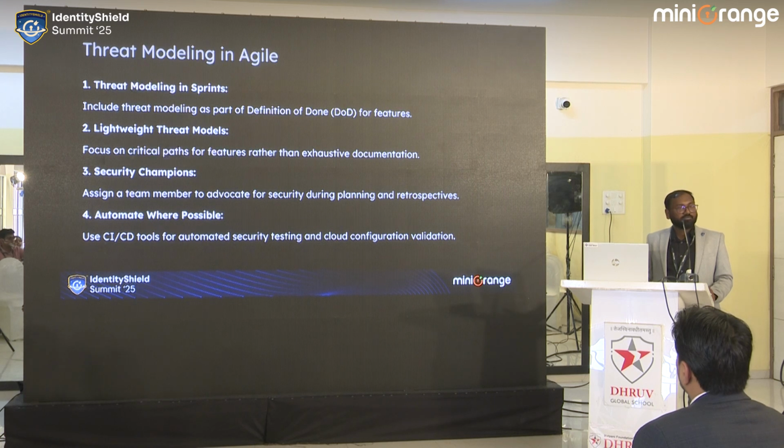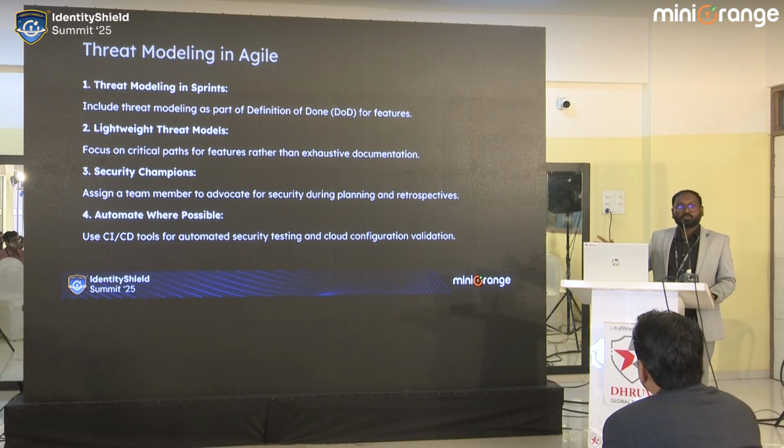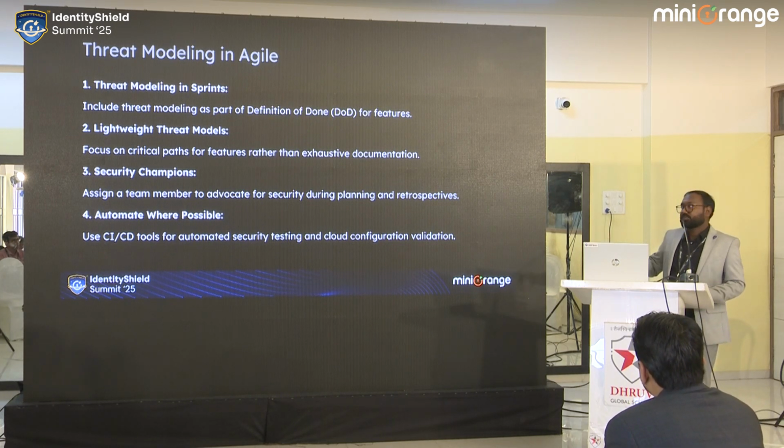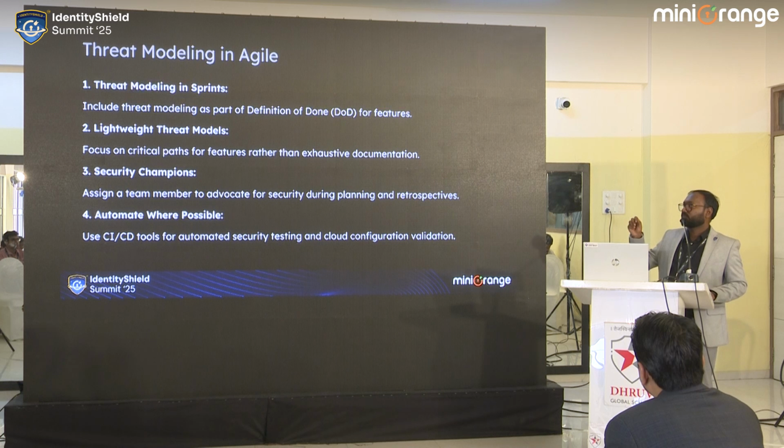Specifically for critical systems where there is a lot of sensitive data involved, you should not skip this step. So this would become a part of your story's definition of done. Otherwise you will be treating it as nothing important.